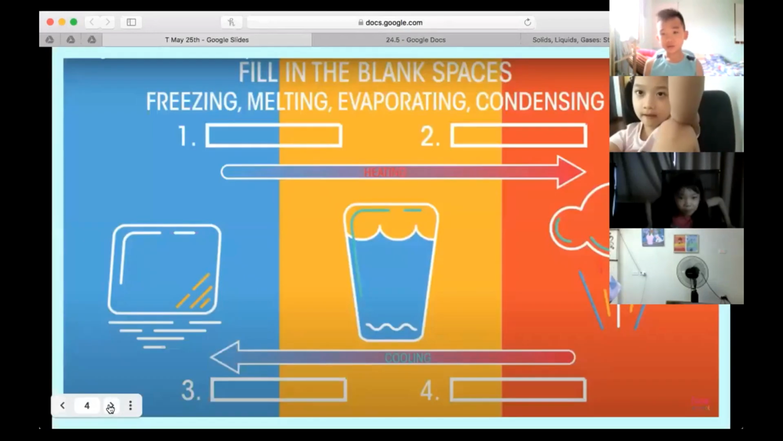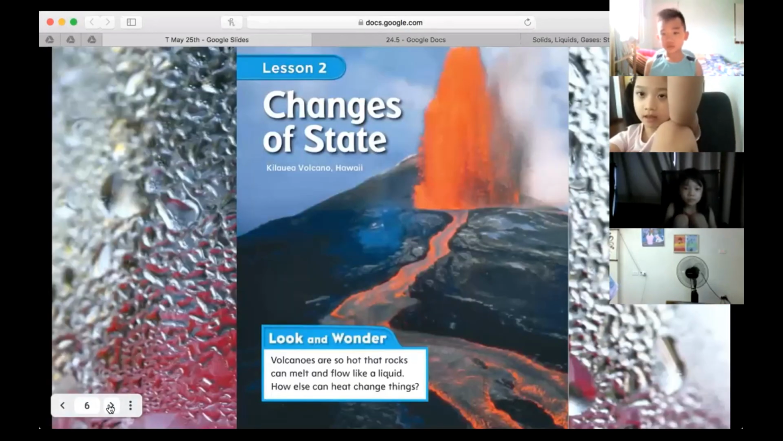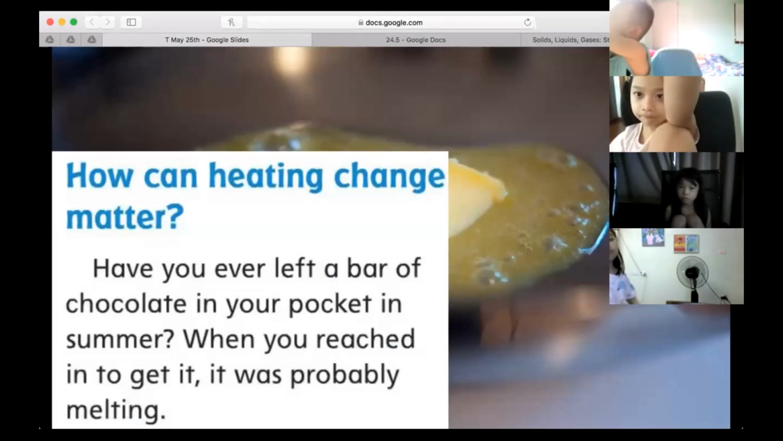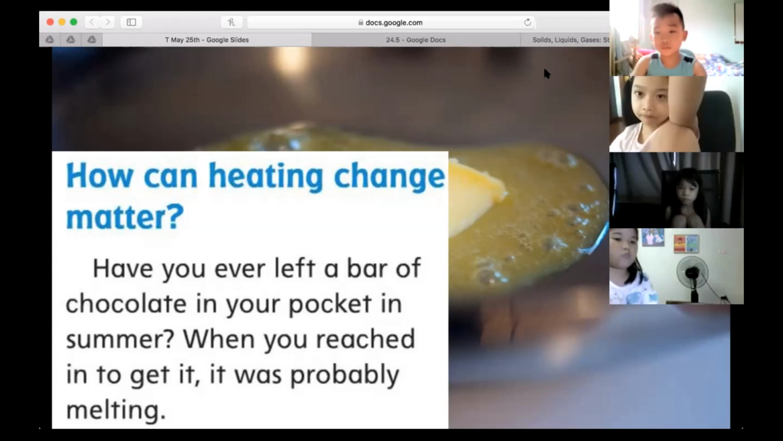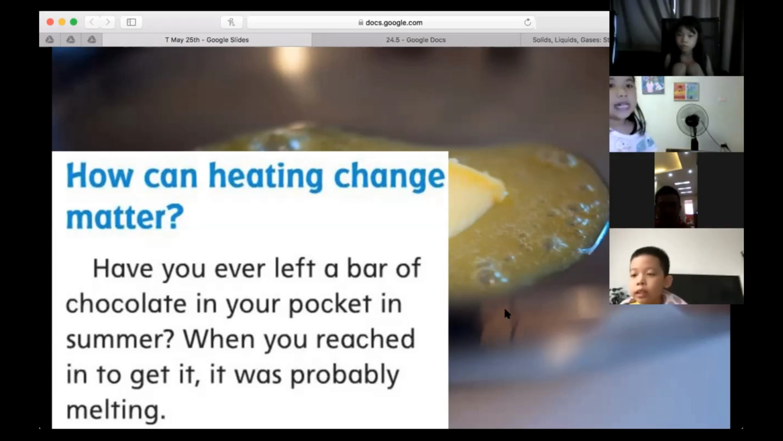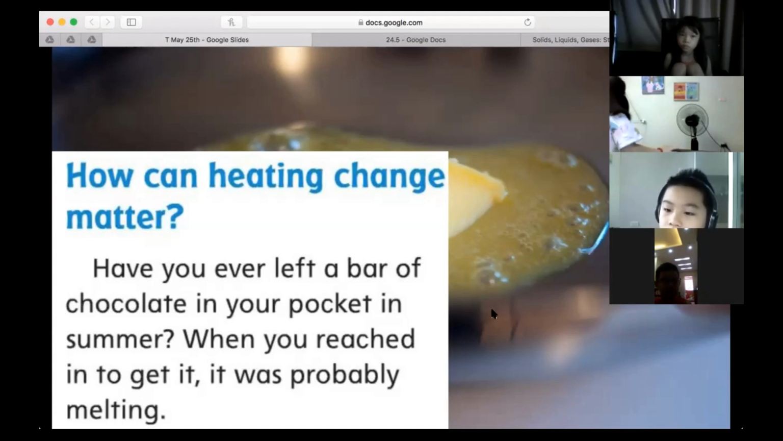So we are going to go on. Changes of state. Okay, we did physical and chemical changes last week. This week, we're doing changes of state. Everybody, unmute and read the title. Ready? 1, 2, 3. How can heating change matter? Very good. You guys already made some observations about this butter last class.